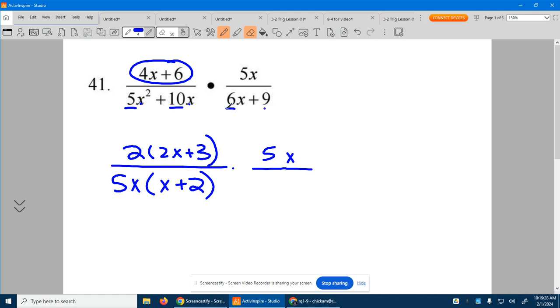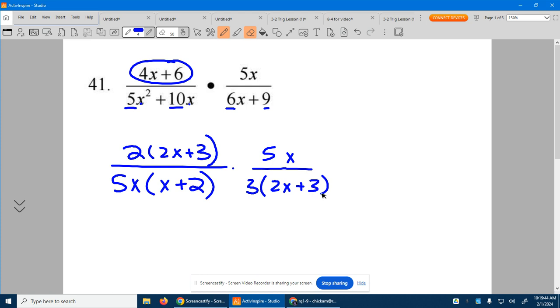On the bottom, 6, 9. Both can have a 3 factor out. Both have a 3 they can be divided by. So we factor out a 3. He has an x, he doesn't, so you can't bring anything out there. And that becomes 2x plus 3 times 3 is the 9.